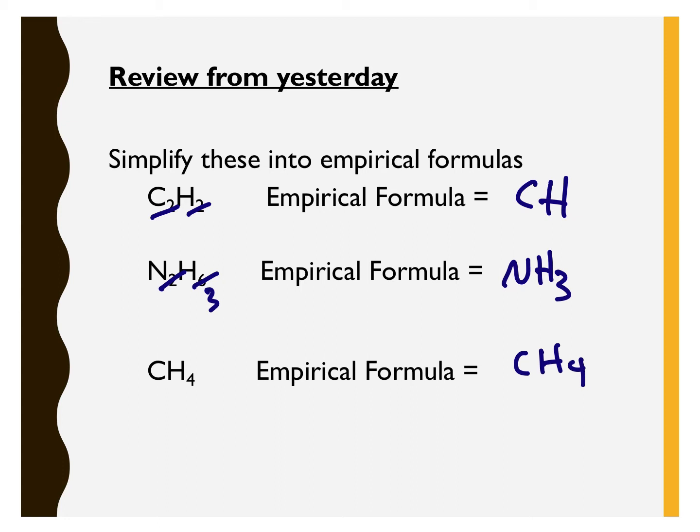So C2H2, they're both divisible by 2, so you should have said CH. N2H6, the 2 and 6 are both divisible by 2, so that's going to simplify. The 2 just goes away, the 6 becomes a 3, so NH3. And then CH4, 1 and 4 don't have anything in common, that can be whole numbers, so this will also just be CH4.